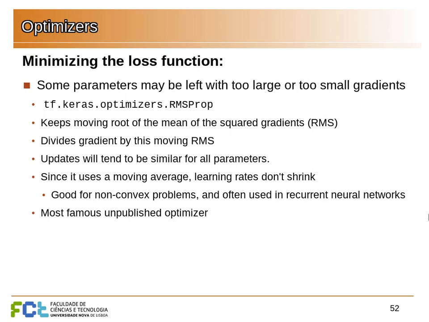RMSprop does something similar, but it keeps a moving mean of the root of the squared gradient. So it's a slight difference from Adagrad. And these learning rates tend not to shrink even if you start getting to places where the gradients are smaller. This is good for non-convex problems. Usually in recurrent neural networks, this one is used. And actually, this was first used in a workshop. It was never officially published, but now it's widely used. So it's famous for being the most used unpublished optimizer.